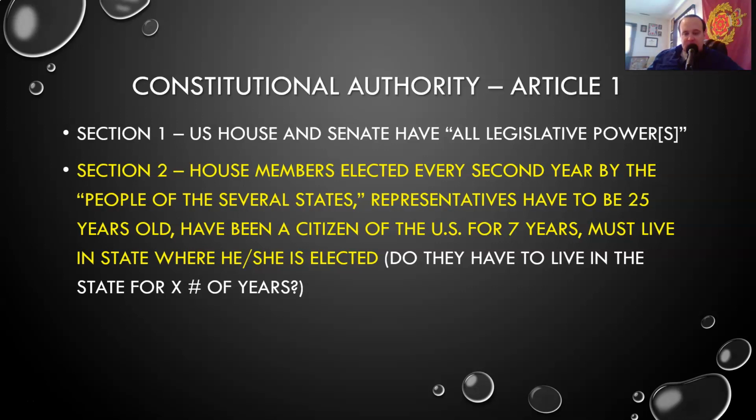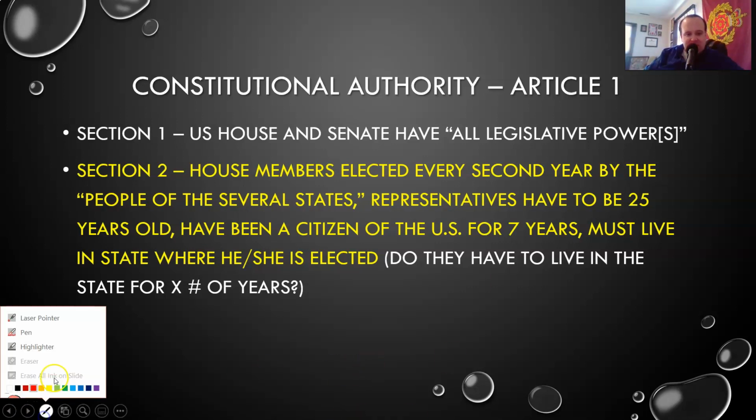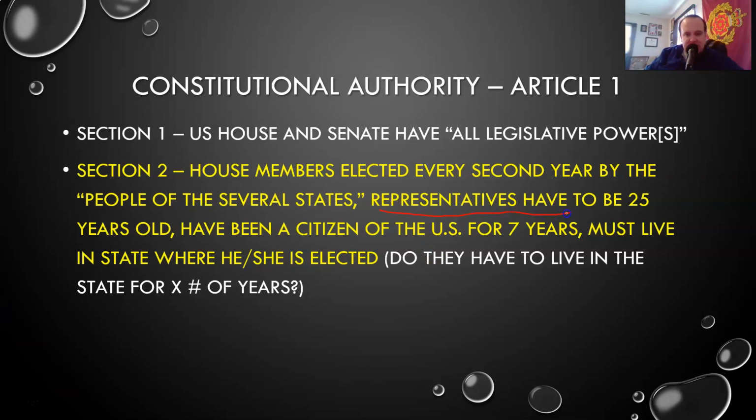Members of the House are elected every other year by the people of the several states. Again, when this was written, there were just, well, several states. Representatives have to be 25. They have to be a citizen of the United States for 7 years. They have to live in the state where they are going to be elected from. They don't necessarily have to live in the district they run in, although that is a good idea that they eventually get there.